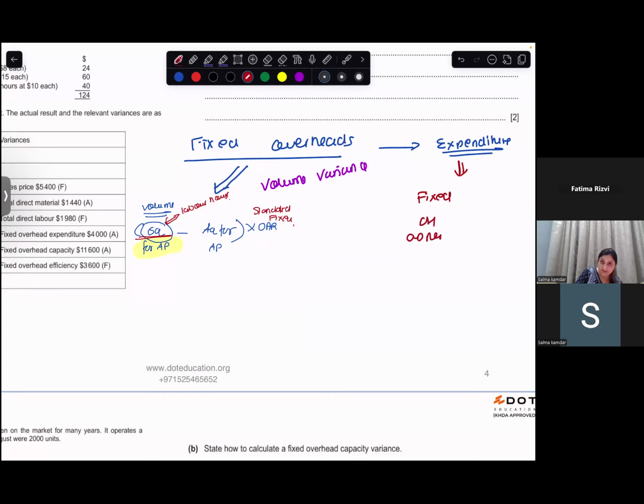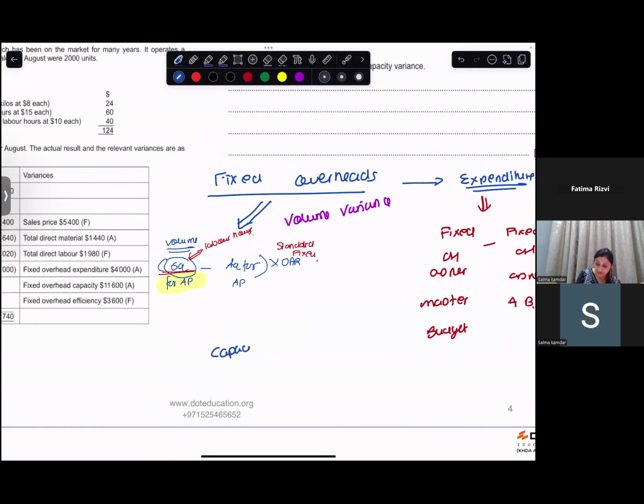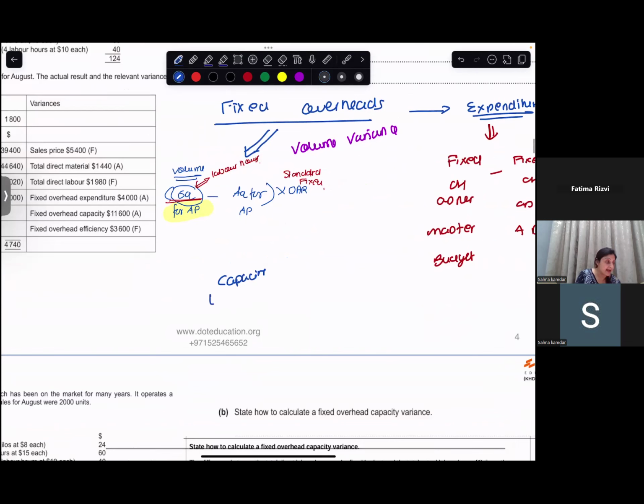Fixed overheads as per master budget minus fixed overheads as per actual budget. But when you're doing the capacity variance, which variance are you doing? Capacity. So in that you will take your labor hours as per master budget minus the labor hours as per actual budget into OAR.